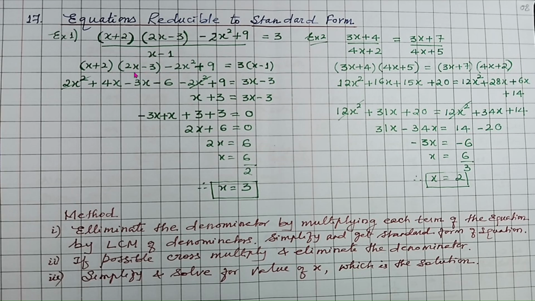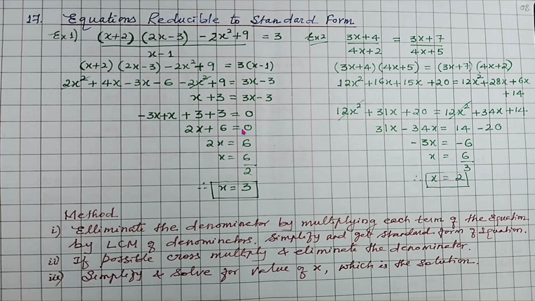So simply multiply and open it, or multiply the brackets by applying the distributive property and open it. Now simplify it. 2x square cancels here, 4x minus 3x minus 6 plus 9 is equal to 3x minus 3. Now you find that 4x minus 3x is x, minus 6 plus 9 becomes plus 3, is equal to 3x minus 3. Now bring 3x to the left, it becomes minus 3x plus x plus 3 minus 3 plus 3, minus 3 becomes plus 3. So therefore minus 3x plus x is 2x plus 3 is plus 6 equal to 0.